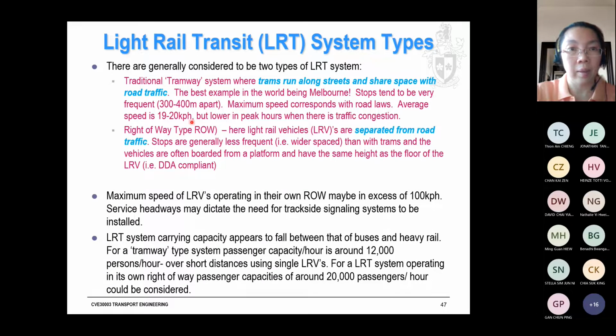Okay, so generally there are two types of LRT. One is the tram, which runs along the street, and the other type of light rail is still LRT, but it has its own right of way, separated from road traffic. For this one, the construction cost is usually a bit higher because you have to acquire land and construct a different set of rail for the rail system.